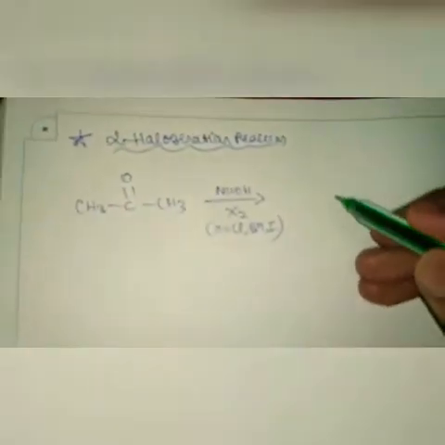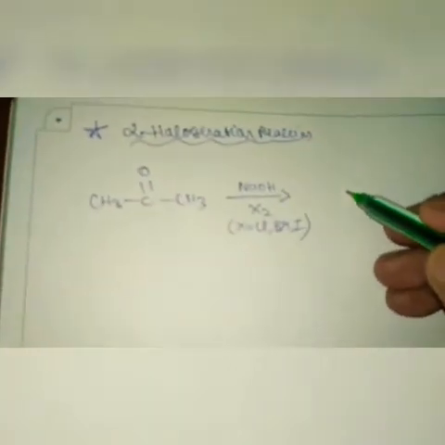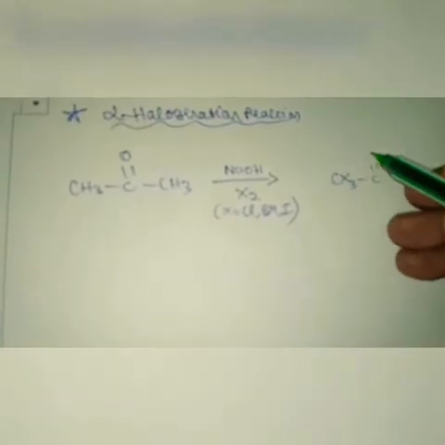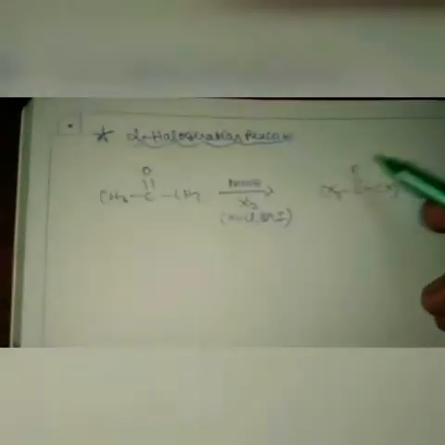So what will it give as the product, I'll write here. It will give CX3 C double bond O CX3. Okay. So we'll see how this takes place.